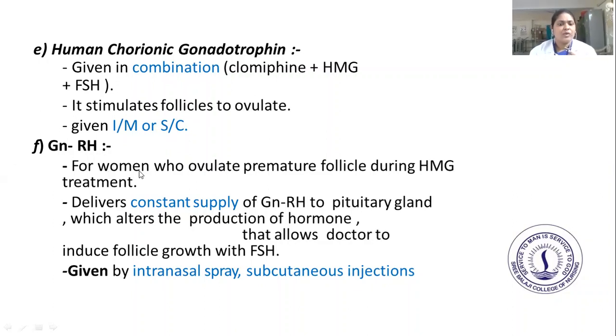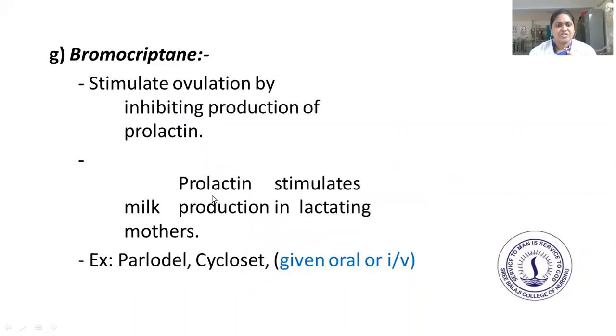GnRH is for women who ovulate prematurely during HMG treatment. It delivers a constant supply of GnRH to the pituitary gland, which will alter the production of hormones, and that allows doctors to increase follicle growth with FSH. Mainly it is given by intranasal spray or subcutaneous injections.